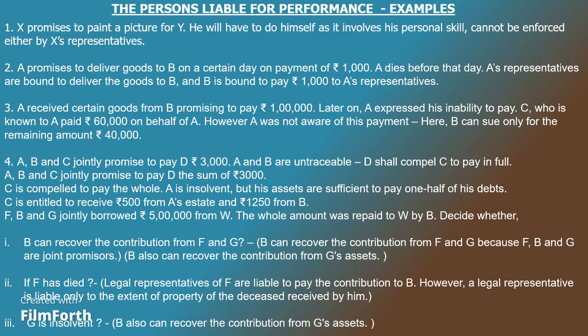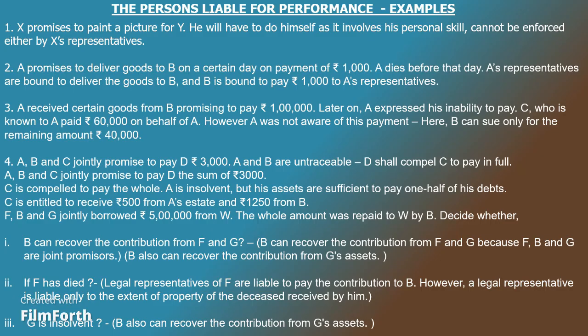Y. He will have to do himself as it involves his personal skill. Cannot be enforced either by Mr. X's representatives. 2. Persons liable for performance: agent of promisor. Persons entitled to performance: agent of promisee. 3. Persons liable for performance: in case of the several joint promisors. Persons entitled to performance: joint promisees.